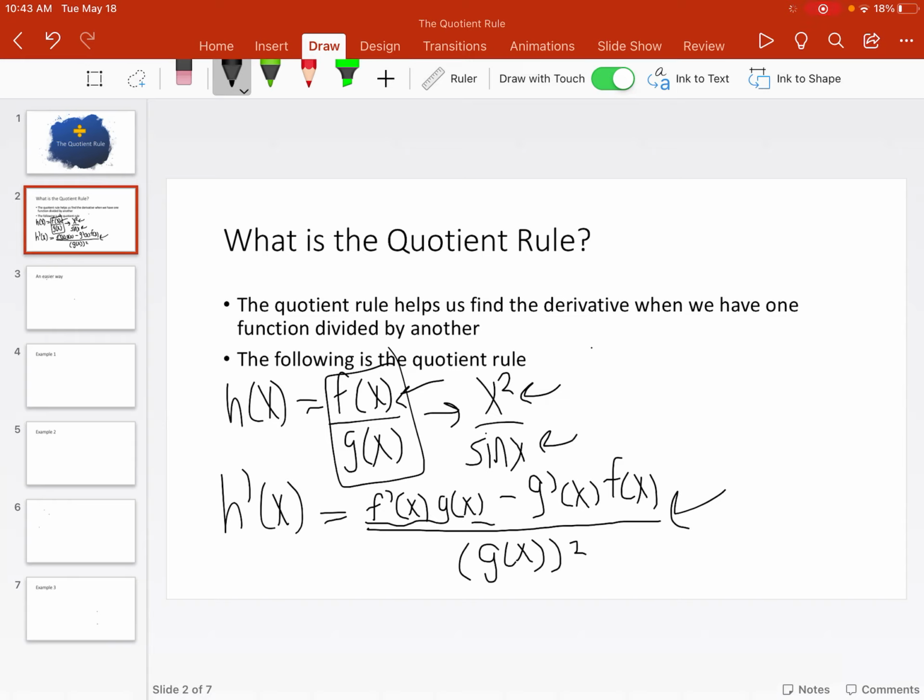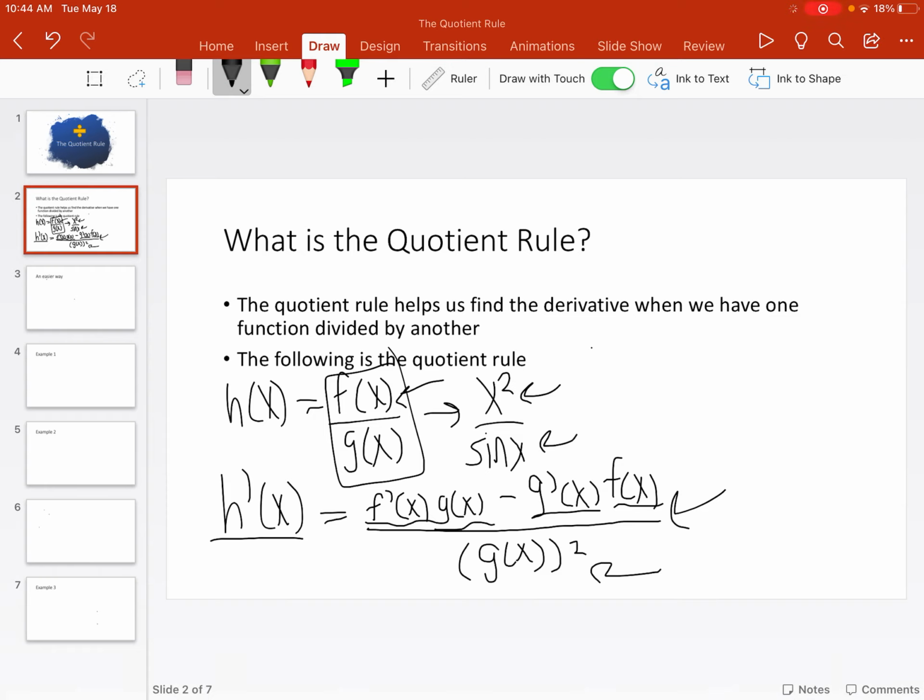Then we multiply it by the denominator, g of x. So we take the derivative of the numerator and multiply it by the denominator. Then minus g prime of x, which is the derivative of the denominator, times f of x, which is just the numerator, not the derivative of the numerator, but just the numerator. Then we divide this whole expression by the denominator squared, not the derivative of the denominator. We take the whole denominator expression and we square it. And that gives us the derivative, in this case h prime of x.